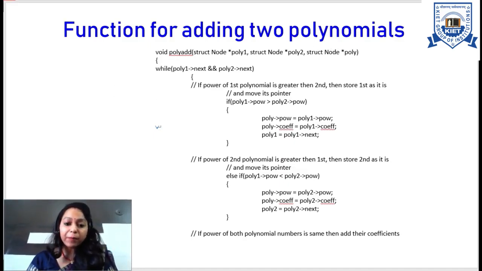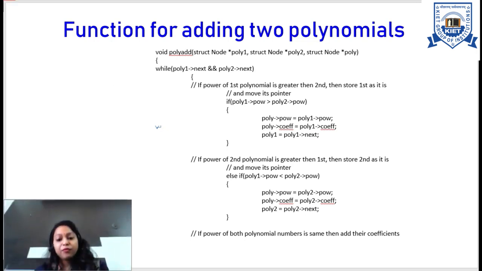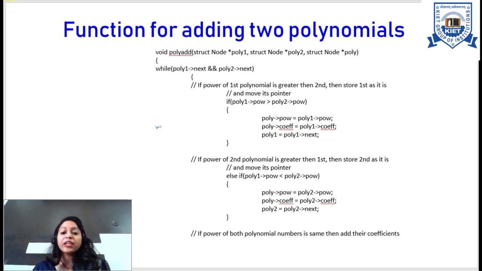Now first we are checking whether both the polynomial equations exist or not, because if one of these is empty, then the resultant will be the other polynomial equation. So if both exist, then next we are comparing the exponent part. Okay, so we have compared the exponent.